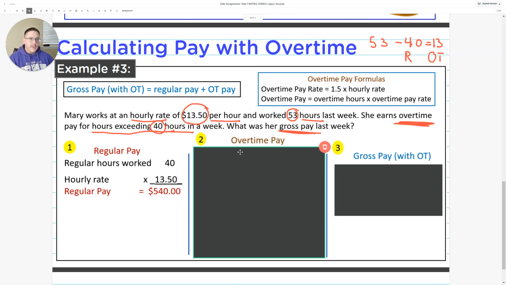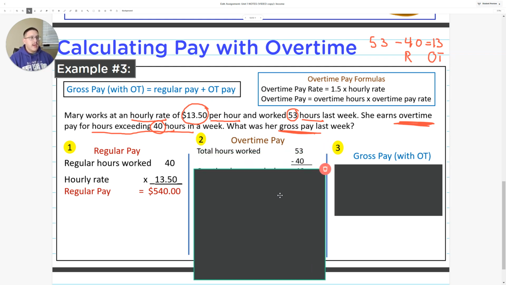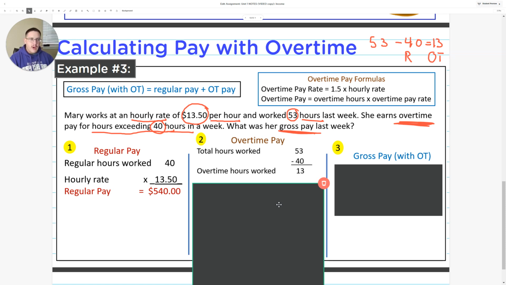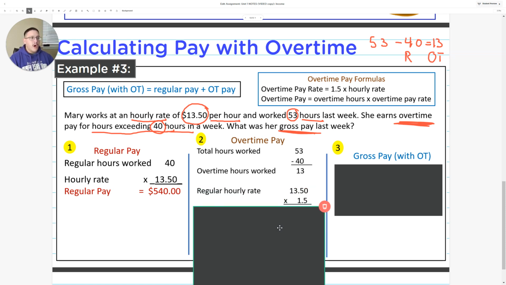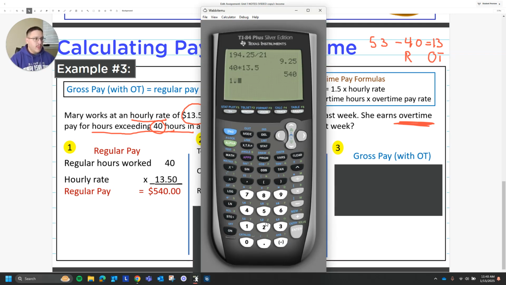Now, for overtime pay, there's two steps to this. First, we need to figure out what her hourly wage will be in overtime pay. So we have to take the $13.50. Well, before that, we already figured out how many hours she worked overtime. We take 53 minus 40, and we know that she worked 13 hours in overtime. Now, to find the overtime wage, it's 1.5 times her regular hourly rate. So we're going to take 1.5 and multiply by 13.50.